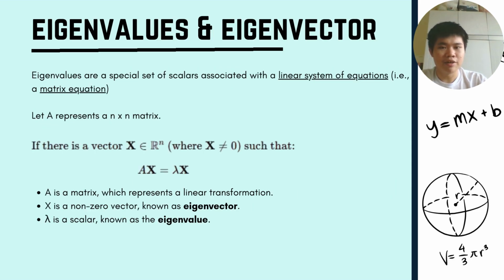Lastly, let us discuss eigenvalues and eigenvectors. Eigenvalues are a special set of scalars associated with a linear system of equations. Let A represent an n by n matrix. If there is a vector x, which is an element of n-dimensional Euclidean space, where x is a non-zero vector, it can be represented by the equation Ax = λx, where A is a matrix which represents a linear transformation, x is a non-zero vector which is known as the eigenvector, and lambda refers to the eigenvalue.